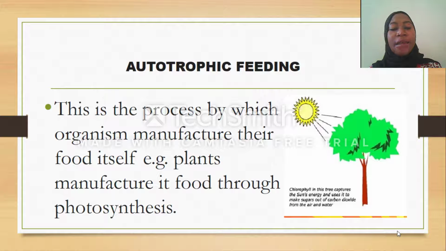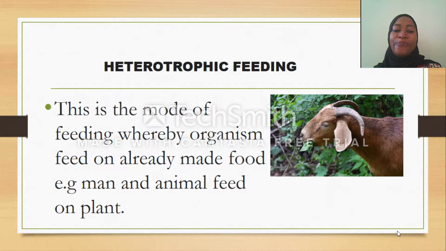Autotrophic mode of feeding. The meaning of autotrophic mode of feeding: this is the process by which organisms manufacture their food by themselves, e.g., plants manufacture their food through photosynthesis. This is the plant and this is the sun. This plant manufactures its food from the sun, and the process is called photosynthesis with the help of chlorophyll.